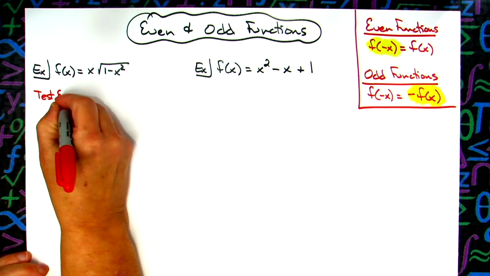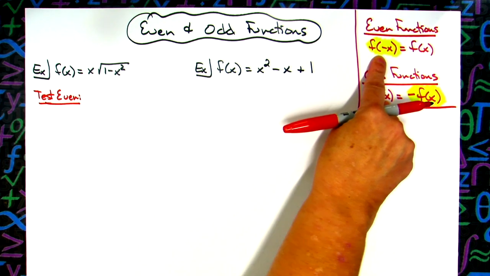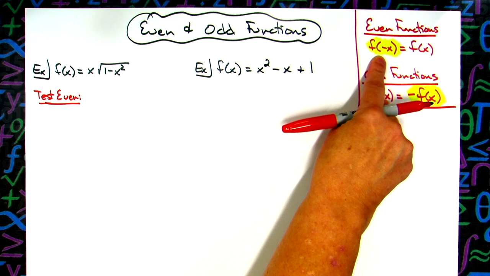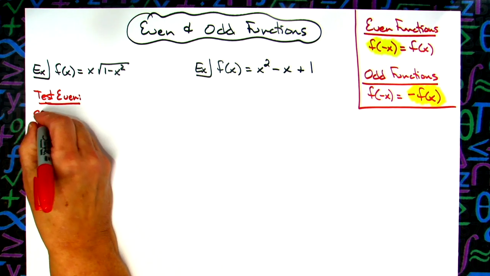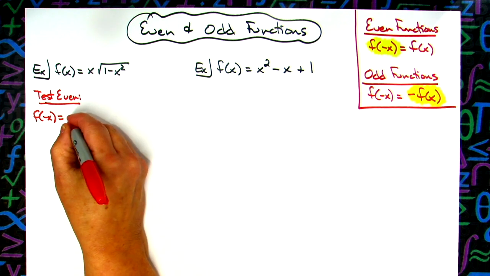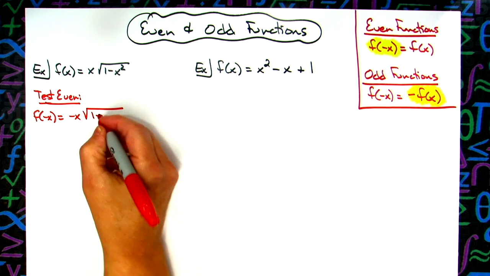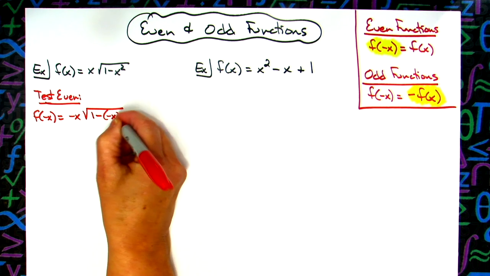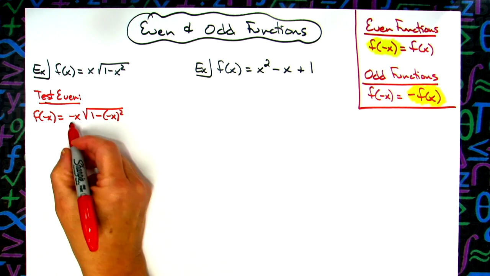So I'm going to test for even. I'm going to follow just this part of my even definition. I'm going to take a negative x and plug it into this function. So I'm going to have f of negative x is equal to, every place that there's an x, I'm going to put in a negative x. So I'll have a negative x, and then square root of 1 minus, plugging in a negative x, and then squaring it. So now I'm just going to go through the algebra steps to simplify this.